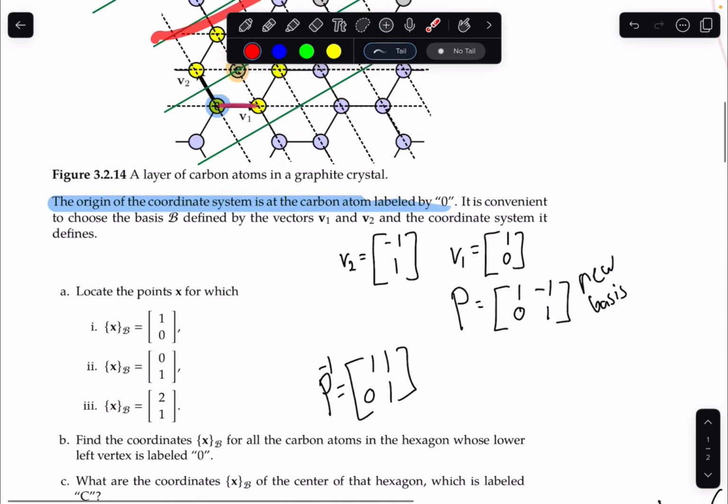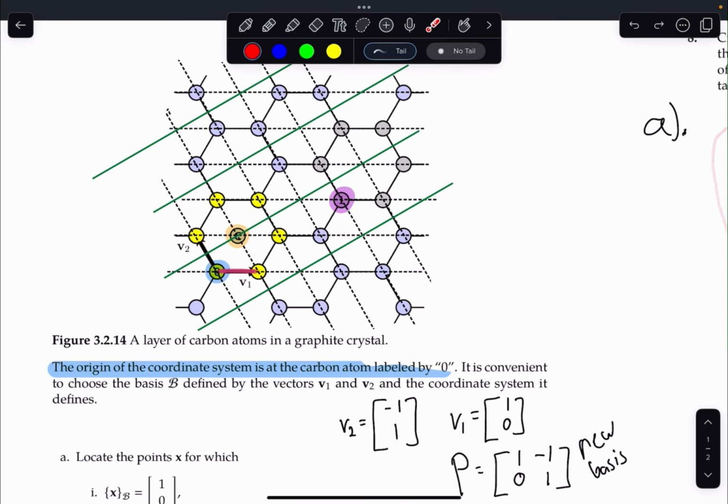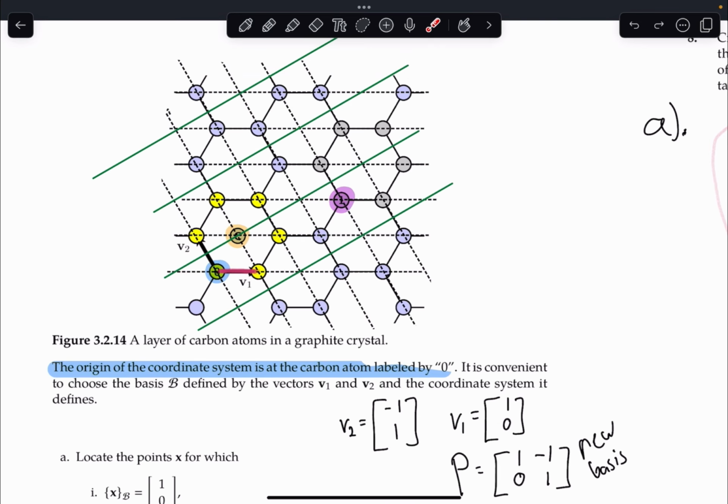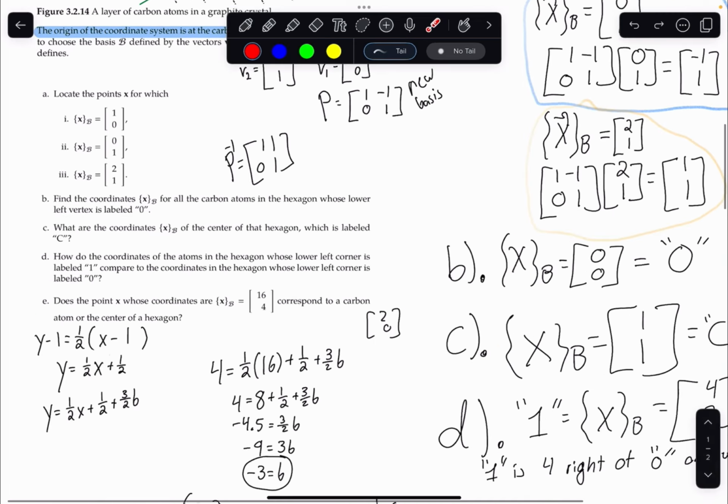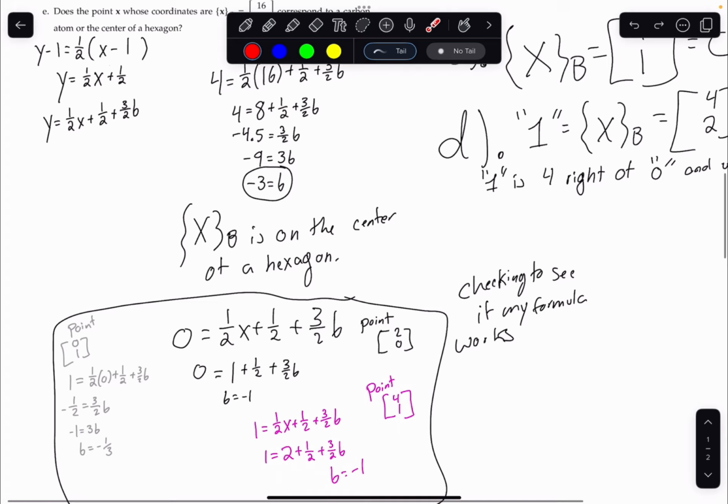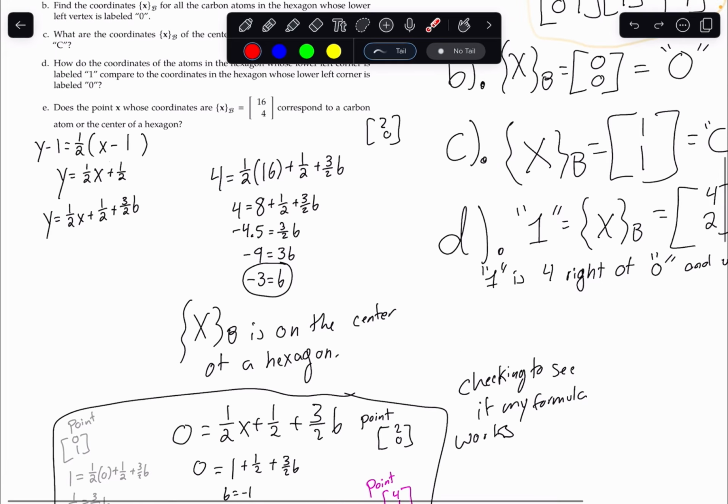So I took that into consideration and created this handy dandy formula, and I did that using this carbon here. This is definitely not the way you probably wanted me to do this, but this is the way that made sense in my brain, and my little peanut brain did it this way. It said that anything where b is a solid number will land in the center of a hexagon, as long as b is a solid number.